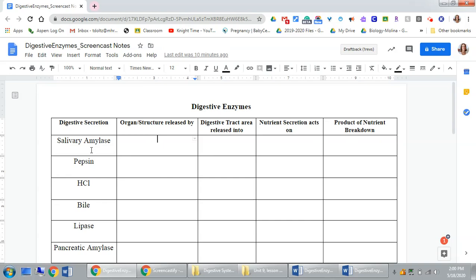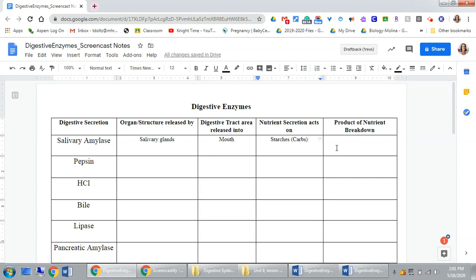All right, so first one, salivary amylase. Just like it says in its name, that is going to be produced in your salivary glands. It is going to be released into, obviously, your mouth, because that's where your salivary glands release their saliva. It is going to act on starches. So starches are carbs.